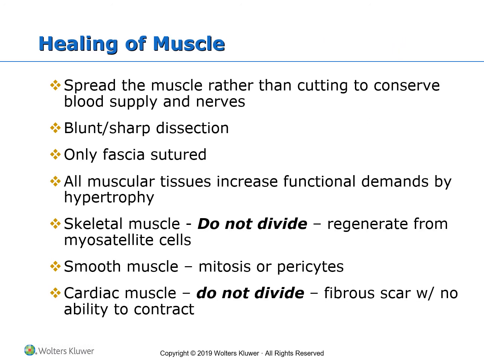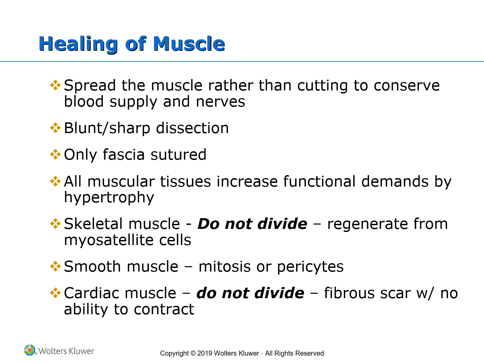Healing of the muscle. In surgery, we like to spread the muscles rather than cutting them transversally in order to conserve their blood supply and nerves. And we like to do what is called blunt instead of sharp dissection. When we suture muscles, we try not to suture the muscle itself, but only the fascia, and allow the fibers to reconnect and heal themselves.